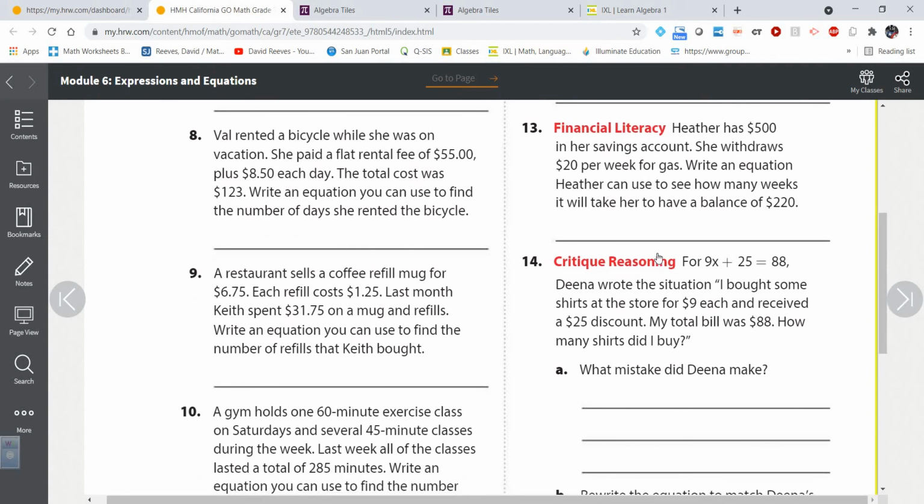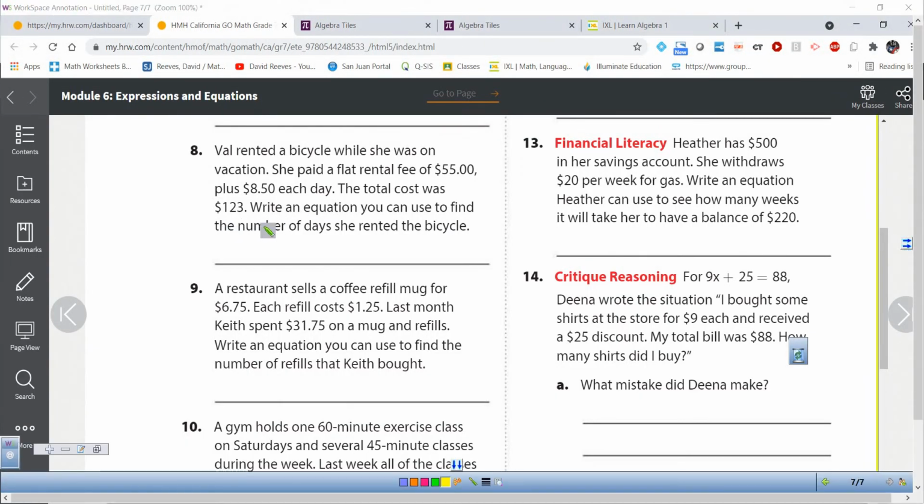All right, so here we go. Val rented a bicycle while she was on vacation. She paid a flat rental fee of $55. So there's that one-time thing, plus $8.50 each day. There's that recurring thing. The total cost was $123. Write an equation you can use to find the number of days she rented the bicycle. There we go. The number of days she rented the bicycle, that is our variable. Okay, so that right there is going to be D.